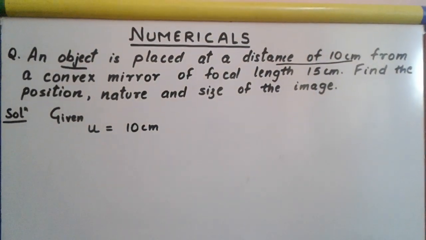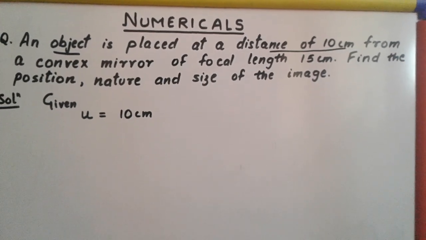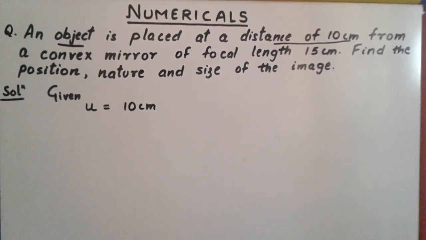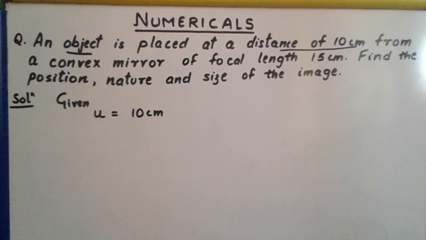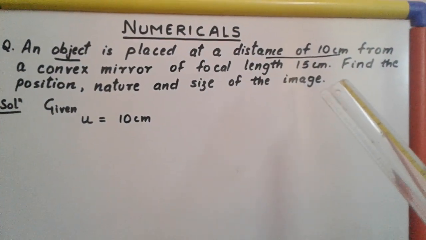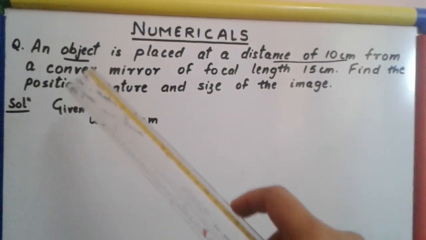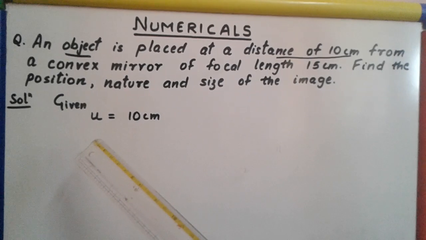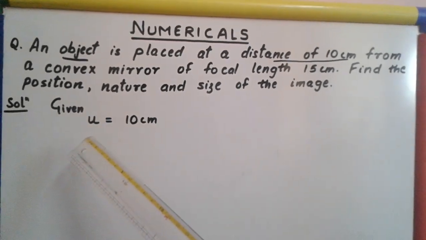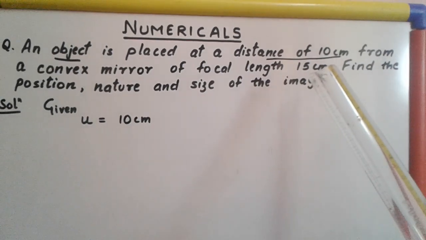According to the first line of the question, an object is placed at a distance of 10 cm from a convex mirror. You can see I have marked here underlined object and distance of 10 cm. The first line says that the object, that means object distance, that means it is u, and the value of u is given how much? It is given 10 cm.